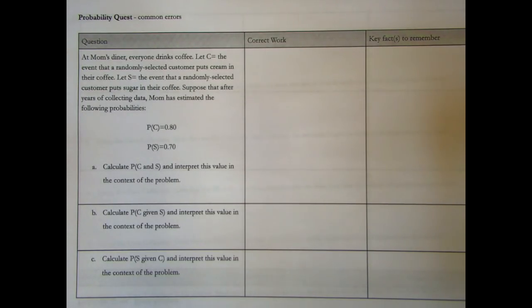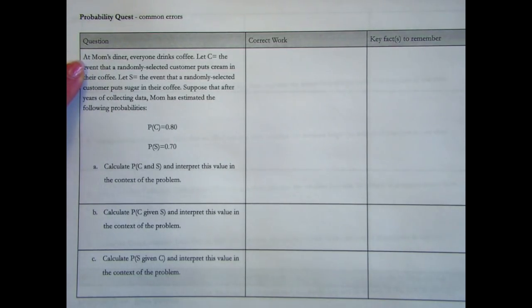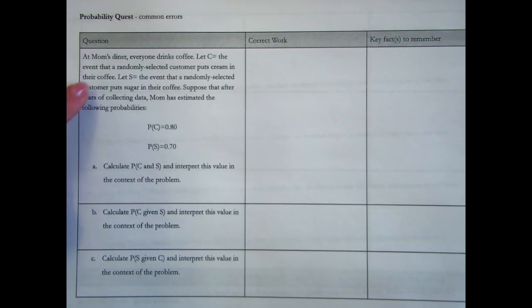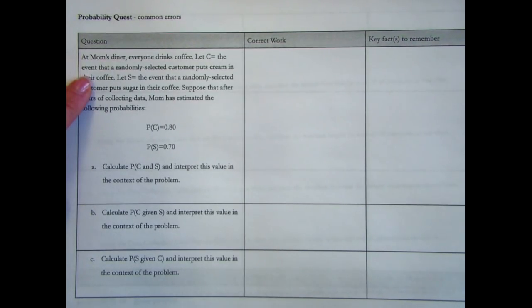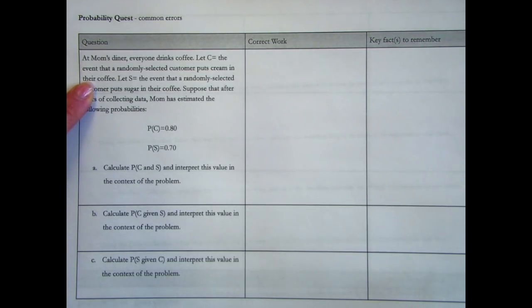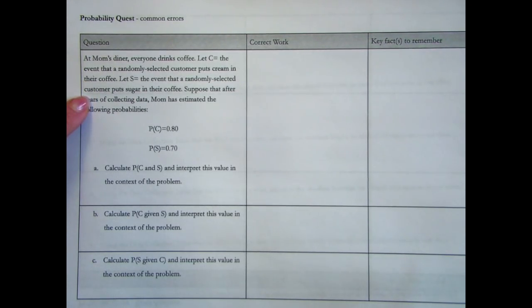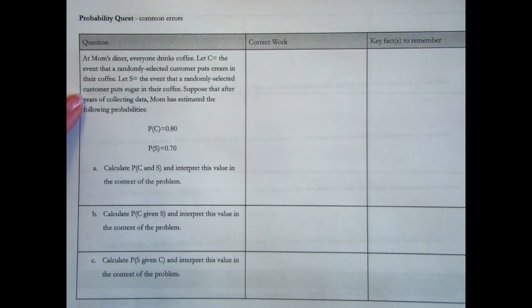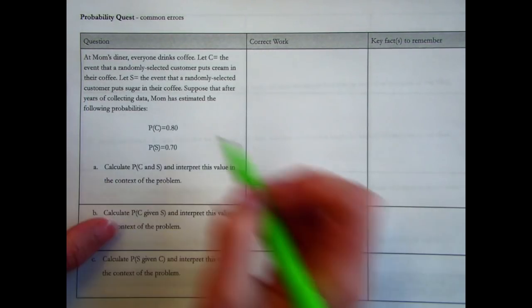Alright, this video reviews 3 common errors from your probability quest. So this question says, at Mom's Diner everyone drinks coffee. Let C equal the event that a randomly selected customer puts cream in their coffee, and let S represent the event that a randomly selected customer puts sugar in their coffee. After years of collecting data, Mom has estimated the following probabilities.